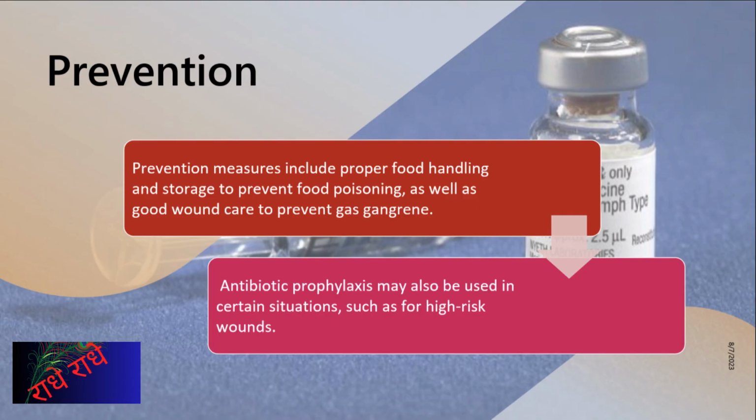Clostridium perfringens is a dangerous bacterium that can be prevented through proper food handling and storage, such as promptly refrigerating or freezing prepared food, avoiding cross-contamination between raw and cooked foods, and proper wound care. In certain high-risk wounds, Clostridium perfringens can cause gas gangrene, and antibiotic prophylaxis may be used in appropriate situations to further prevent illness. Prevention is the best way to guarantee safety from Clostridium perfringens.